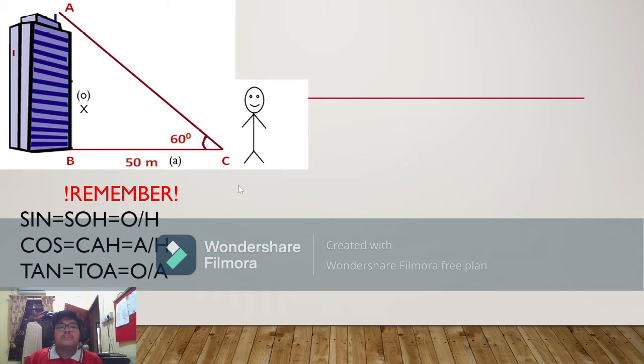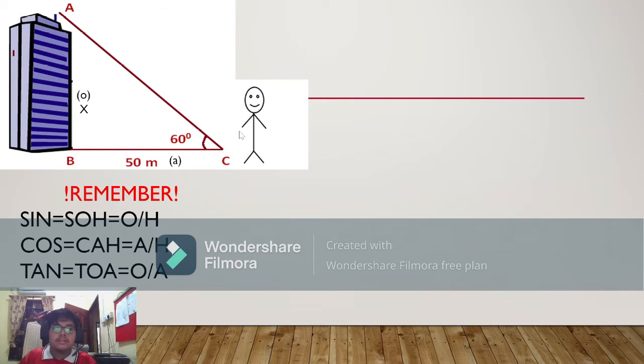All of you may ask what O, H, A are. O means the opposite. H means the hypotenuse. A is the adjacent. This you have also learned in high school mathematics, in form 4 and form 5.